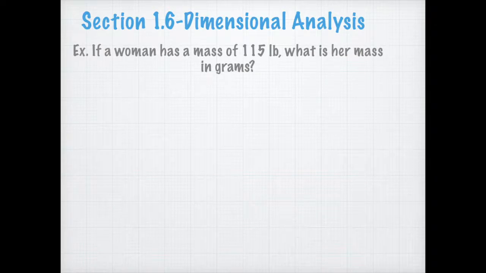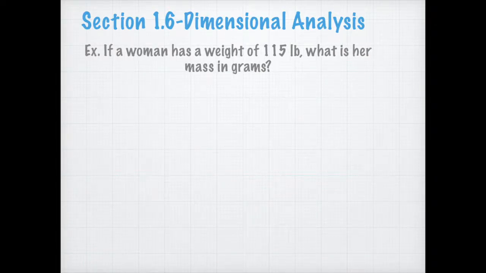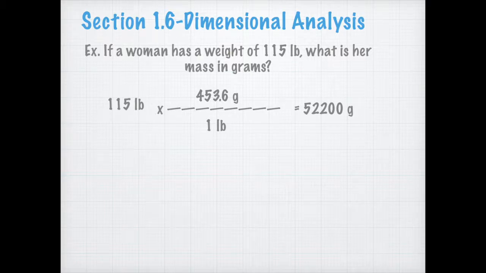So if you look at this problem, it tells me that I have a woman that has a weight of 115 pounds, and I want to know what her mass in grams is. So I'm going to first write my given, which is 115 pounds. Now I want to get out of pounds, so I'm going to put that unit on bottom. So for 1 pound, now I'm going to put my mass in grams up top. There are 453.6 grams. And so my answer is going to be 52,200 because I want 3 significant figures.